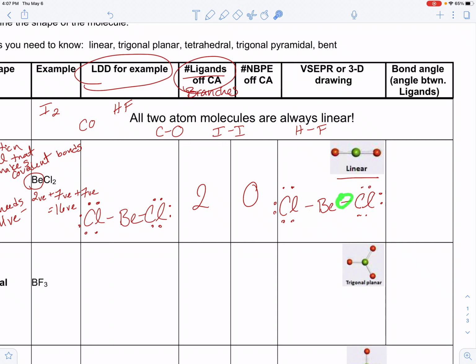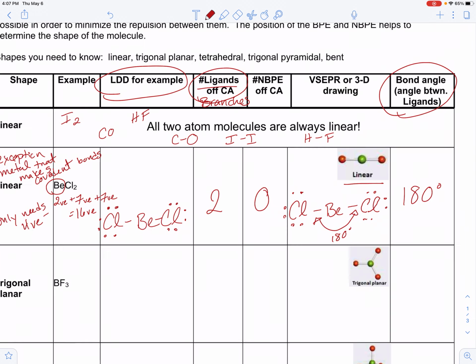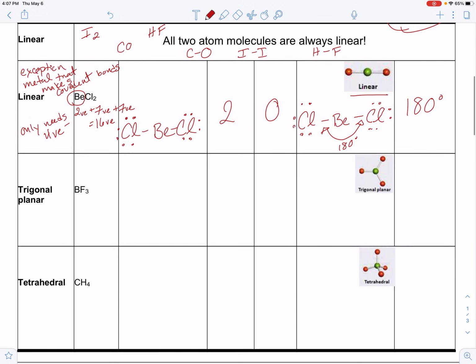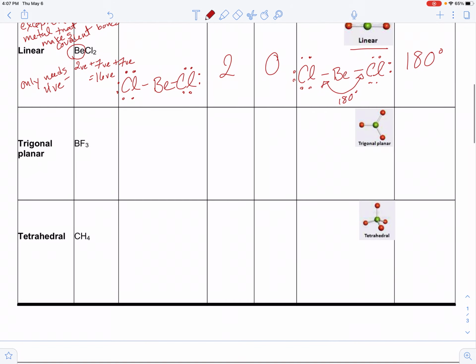So these electrons could not be any further away from these electrons, and these electrons, again, couldn't be any further away. And these electrons are currently about 180 degrees apart. So when we make a linear shape, my bond angle is going to be 180 degrees. All right, so we're going to do this for each of our shapes. So we're going to go on to our next shape, and we're going to talk about trigonal planar.